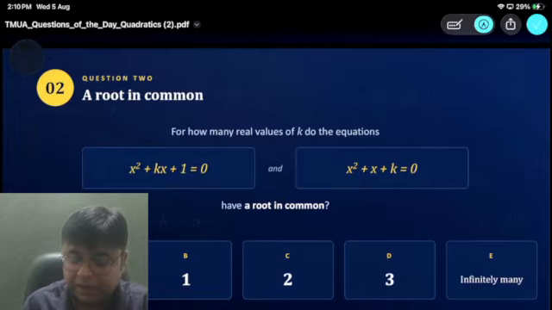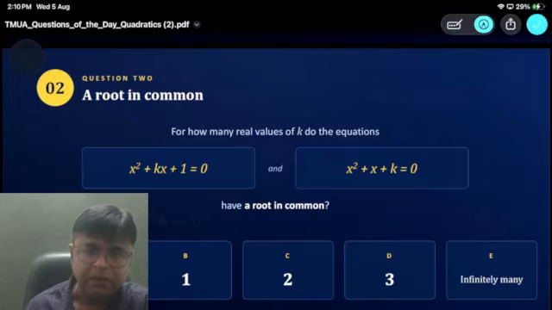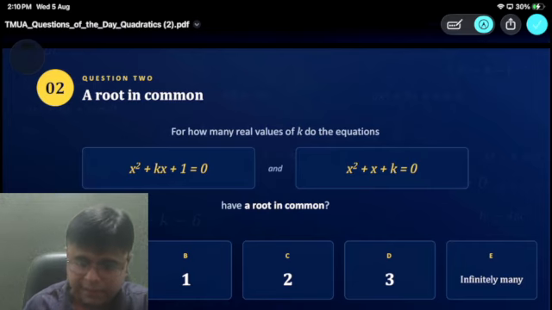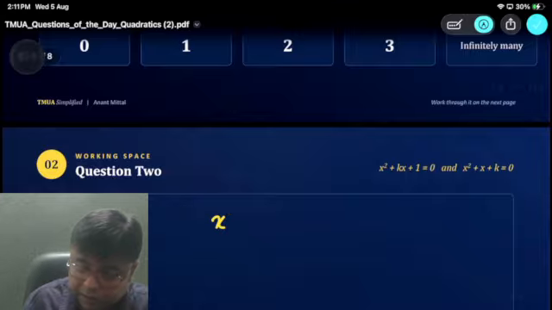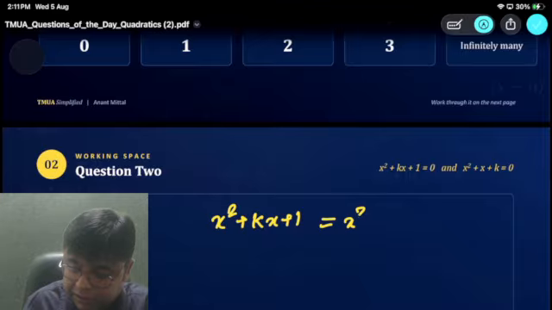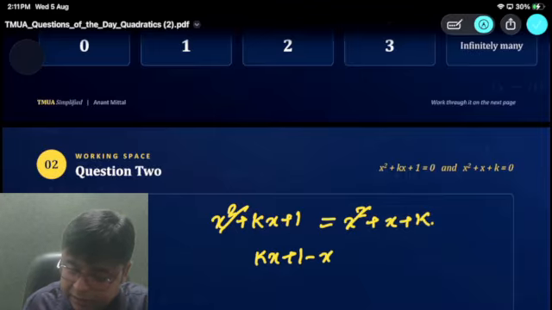The second question says, for how many real values of k do the equations x square plus kx plus 1 equals 0 and x square plus kx plus k equals 0 have a root in common? Root in common means basically point of intersection, but it has to be on the x-axis, right? So let's understand. I will equate the two, as at the point of intersection the y value is going to be the same. So x square gets cancelled.